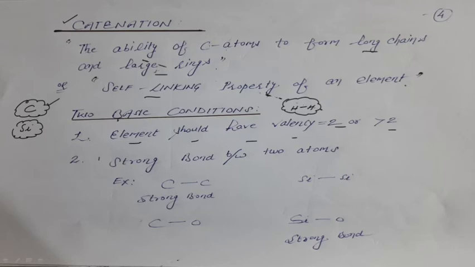The second condition is a strong bond between the two atoms of carbon. Okay, so if we compare this linkage and this linkage, which linkage is strong? The carbon-carbon bond is strong. That's why its linking property is highest in comparison to silicon.